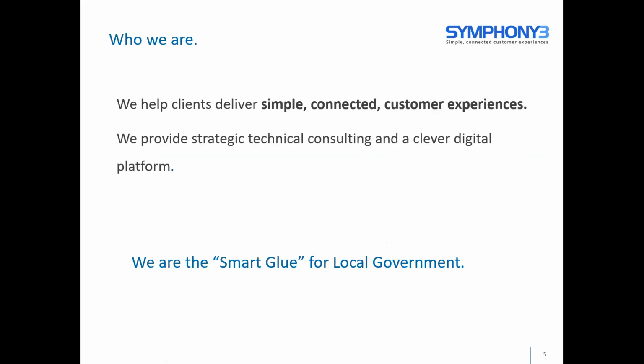In terms of Symphony 3, I think most of you who are here know who we are. Our aim is to help you as councils deliver simple, connected customer experiences to your residents and ratepayers. How we do that: we offer strategic technical consulting at the top end, but we also have a digital platform, and it's clever, but it's also integrated. What we think this offers to you guys is smart glue. And that's our job, is to put the smart glue into your buildings that lets you connect all of your systems, connect your customers to your systems and your services, and obviously that streamlines things and makes for a much better service offering out to the community.